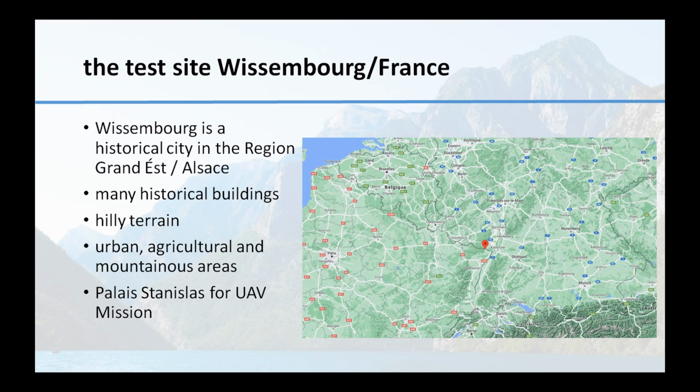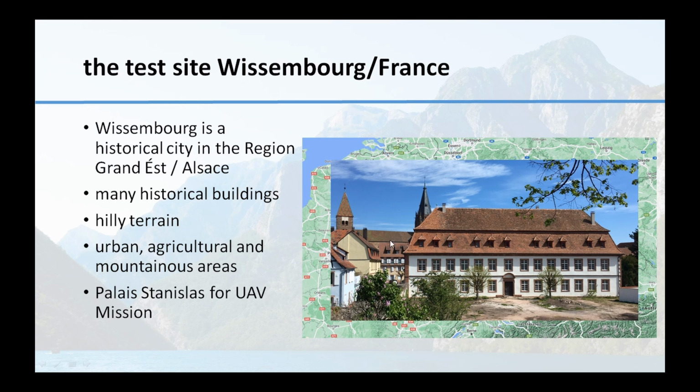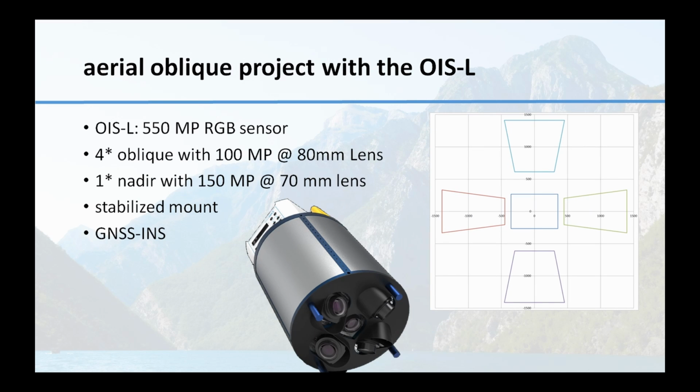It has a hilly terrain, and the mountains of the Pfälzerwald and Vosges, has urban agriculture and mountainous areas, and we use the Palais Stanislas. Here you see the southern facade for the UAV mission and for the reconstruction purposes.